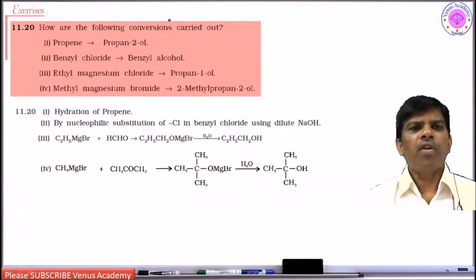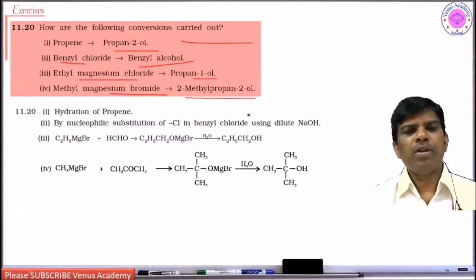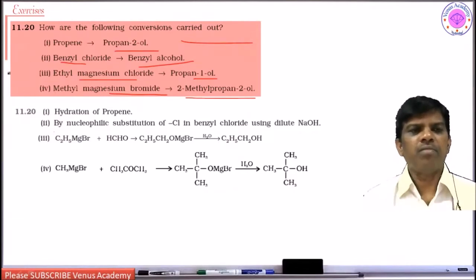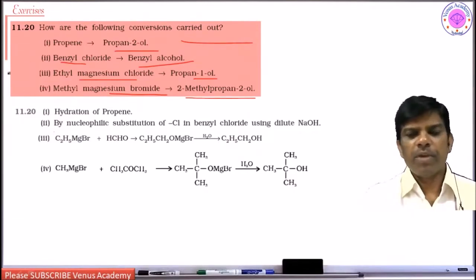Next, how are the following conversions carried out? Propene to propanol, it is given in your textbook. Benzyl chloride to benzyl alcohol, ethyl magnesium chloride to propane-1-ol, methyl magnesium bromide to methylpropan-2-ol. Yes students, so this is the Grignard reaction. Benzyl chloride is substitution, and hydration of propene.